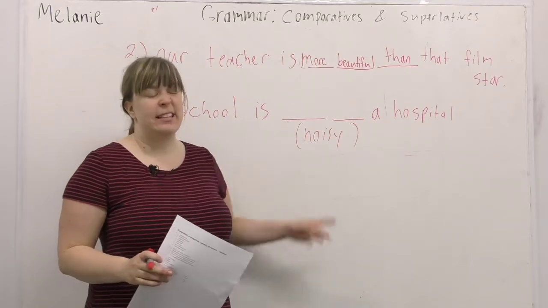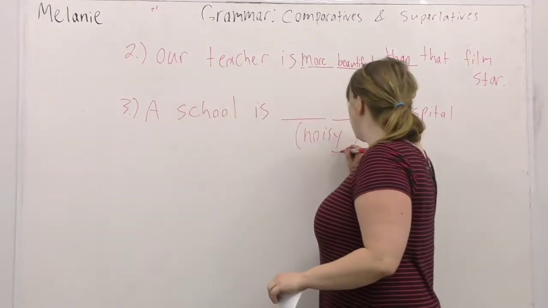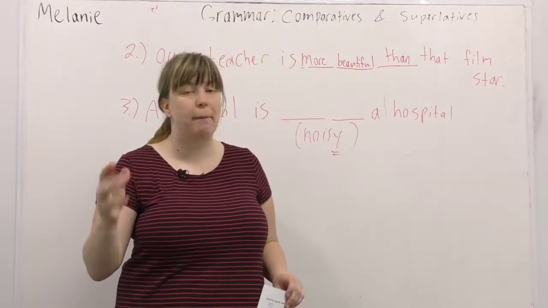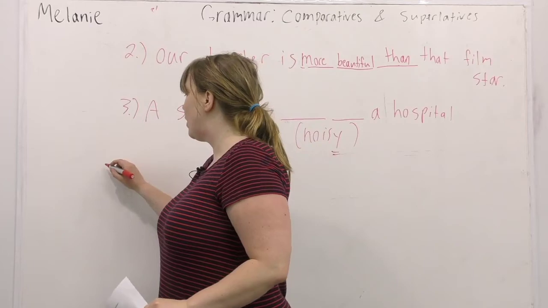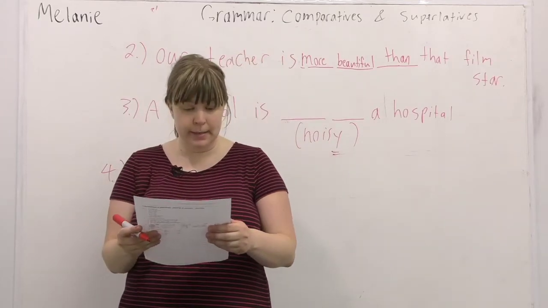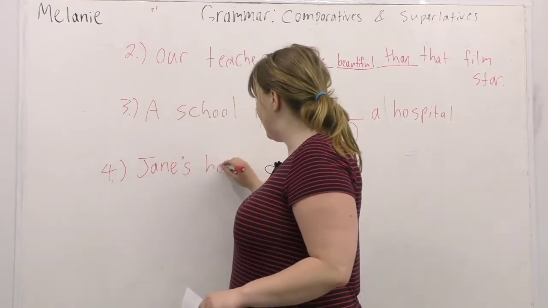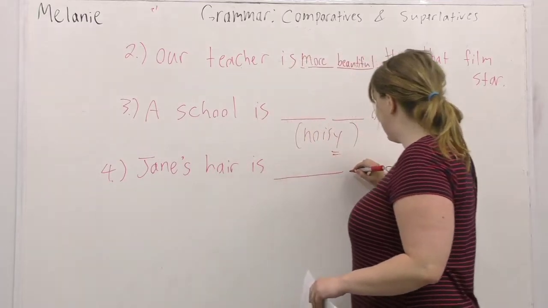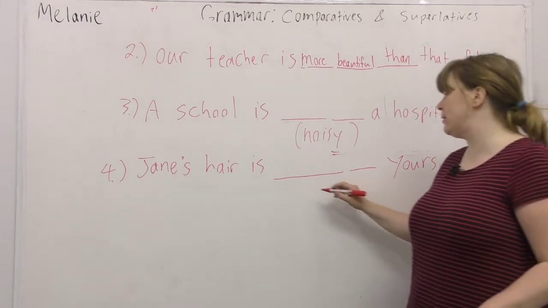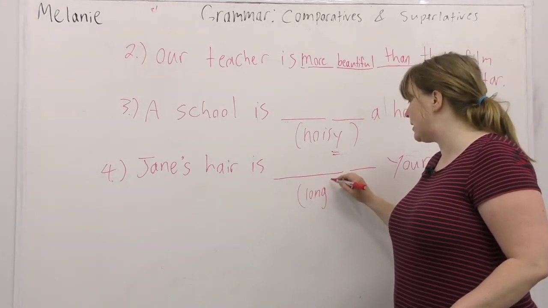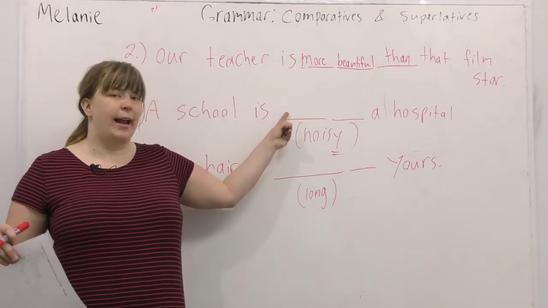Let's see, noisy. This is how many syllables? Noisy. 2 syllables. It ends with a Y. So think about how we can turn it into a comparative. I'm going to leave it blank for now while I write out number 4. Jane's hair is blank blank yours. Your hair is what they mean. And then the word we're looking at is long. That's the adjective.